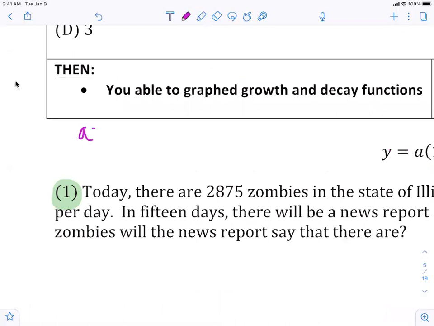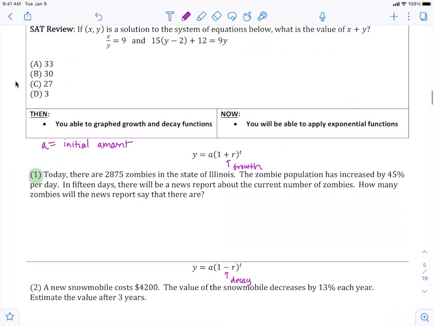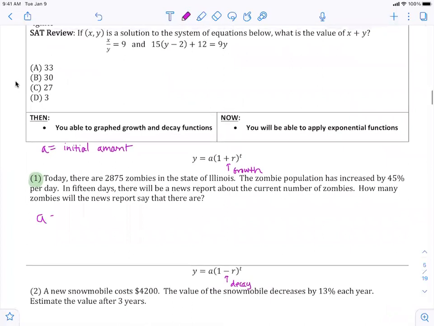A is what we always call the initial amount, however much we're starting with of whatever we're measuring. In this problem, we're talking about the number of zombies. So the initial amount of zombies is 2,875. That would be our initial amount.